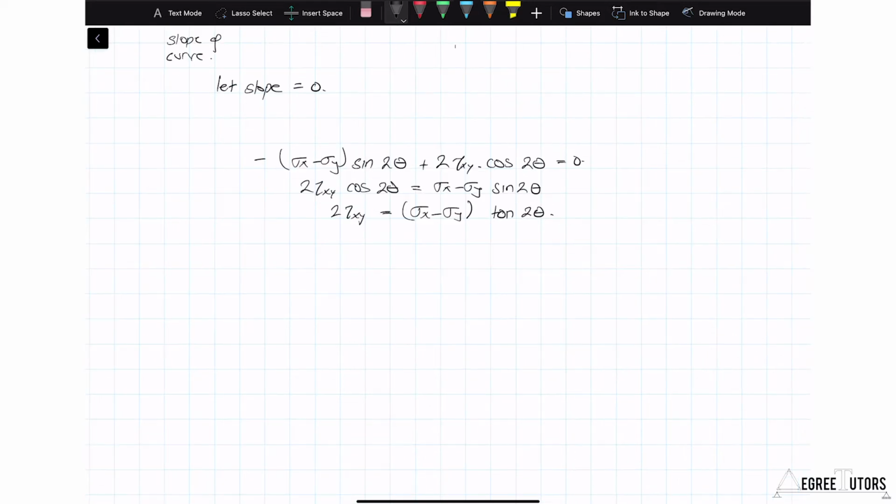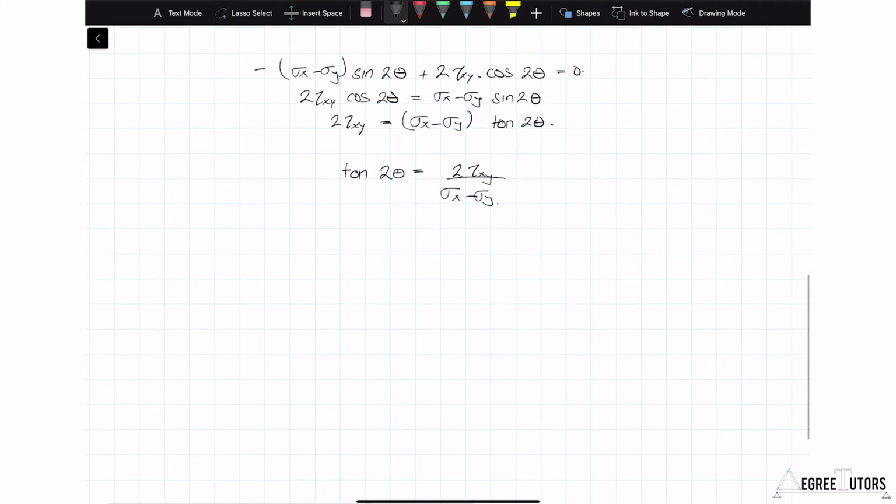Ultimately we can simplify this down into tan of 2 theta is equal to 2 tau xy over sigma x minus sigma y. What is that, graphically? We can imagine an angle in here, let's call that 2 theta, and I'm going to give it the subscript p, theta p, because it's going to be a principal angle.